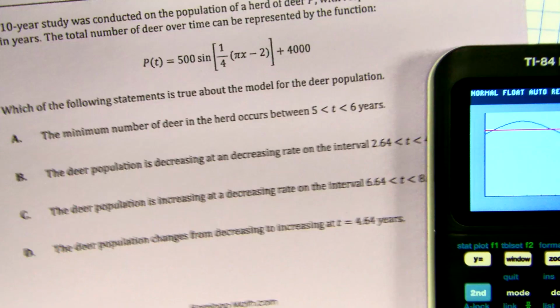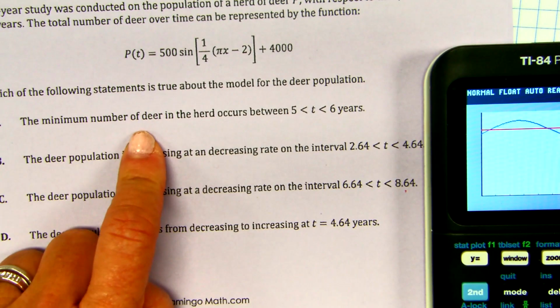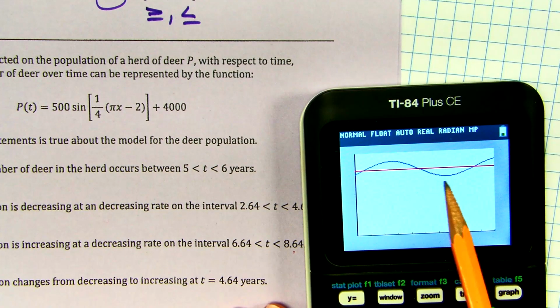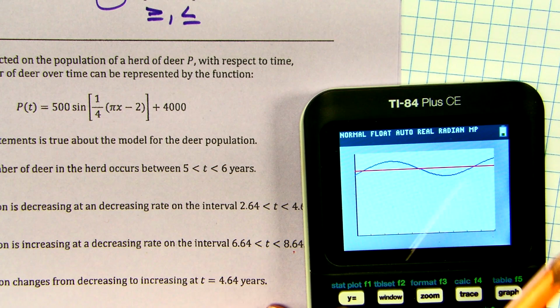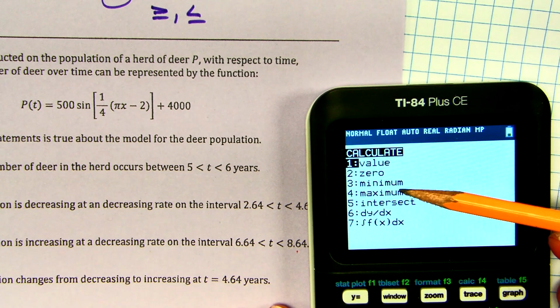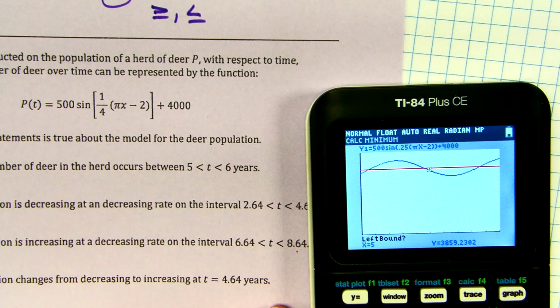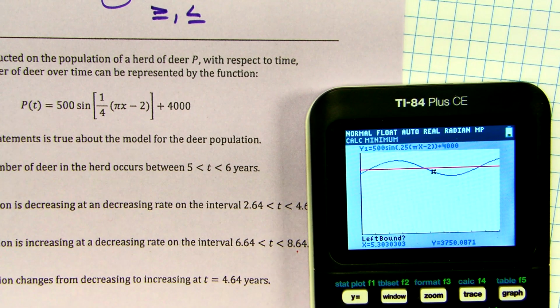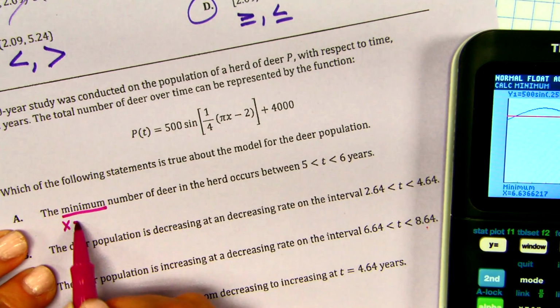So the first thing is, minimum number of deer in the herd occurs between 5 and 6 years. Minimum. That's this point here, right? Guess what? That's a button in calc. Minimum. Let's find the minimum on this graph. So we just want to get a left bound and right bound, same thing we do with zeros and intersection. We've done all of these a million times. Enter, enter, enter. So we have a minimum at 6.63.